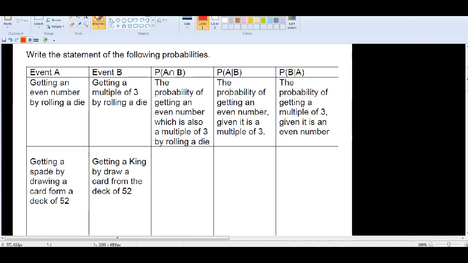And for the probability of A on condition B, there's a very important word here. You see the word given. So for A on condition B, you should say the probability of getting an even number, given it is a multiple of 3. Given you already know it's a multiple of 3, what's the probability of getting an even number? And for the probability of B given A, the description should be the probability of getting a multiple of 3, rather than an even number, but given it is an even number. This time it's already known that the number is even, and under such a condition you need to find the probability of getting a multiple of 3.